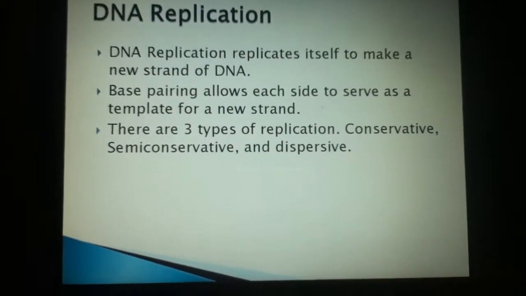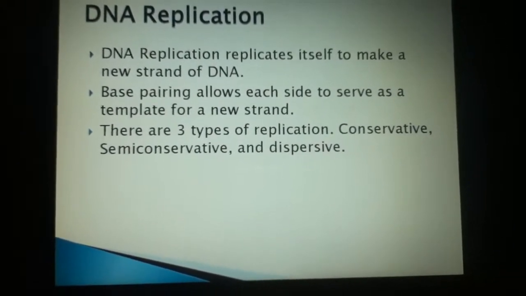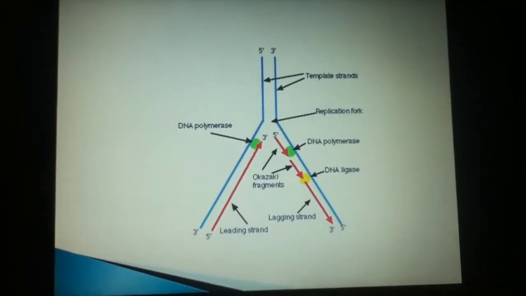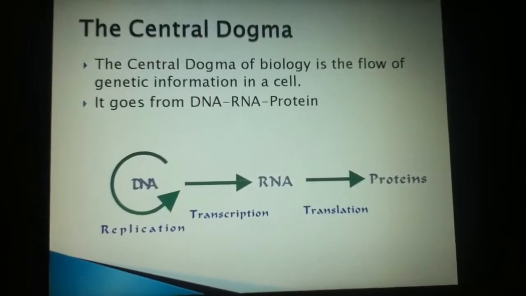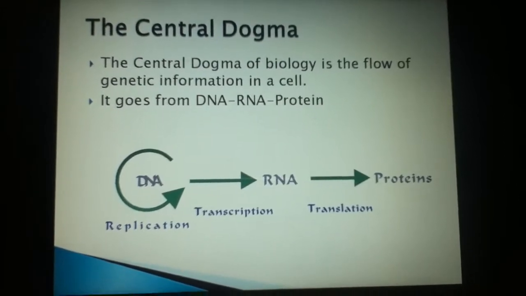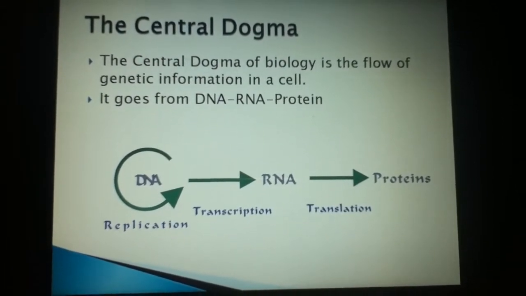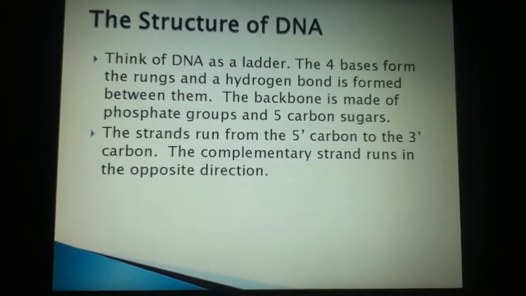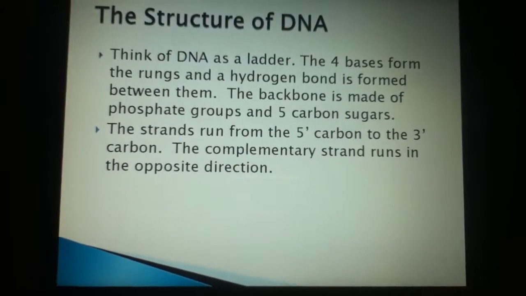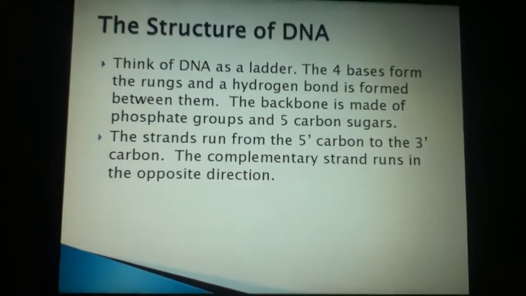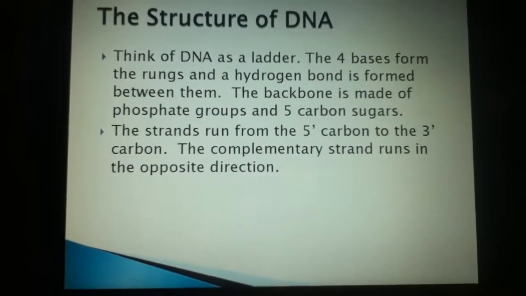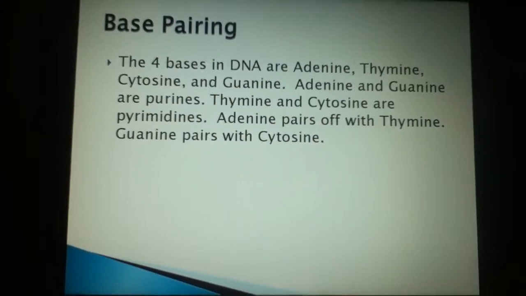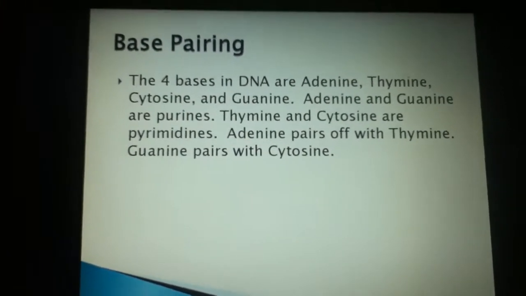DNA replication is when DNA creates a copy of itself. DNA replication uses many enzymes to replicate, as shown here. The central dogma is the flow of genetic info in a cell, DNA to RNA to proteins. DNA is like a ladder. The 4 bases form the rungs, and a hydrogen bond is between them, and the backbone is made of phosphates and sugars. The strands run from 5 to 3 prime. Complementary strands run in opposite directions.